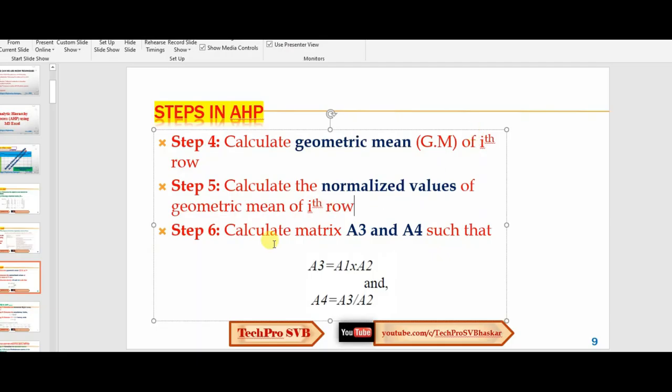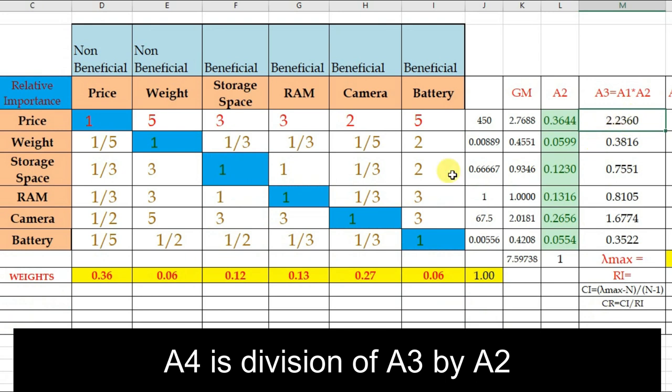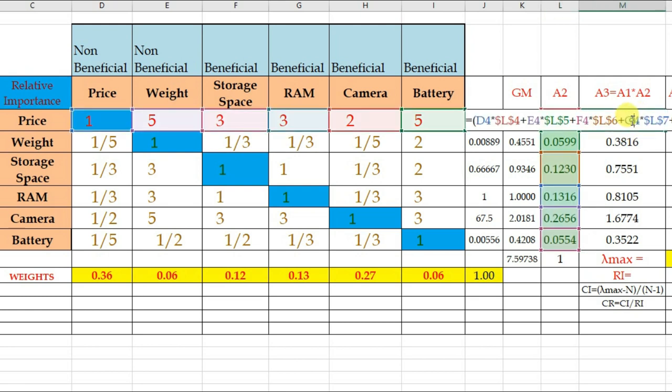Now next is to calculate the A3 matrix. For that, the step is to calculate A3 and A4, such that A3 is simply the product of A1 and A2, while A4 is A3 divided by A2. So we see here A3 is A1 into A2. Remember, this initial decision matrix is A1 and this is matrix A2. You know how to take the product of two matrices. Here we take the product of this, that means this cell multiplied by this cell plus this cell multiplied by this cell, and so on. This is the way we can get all the values for matrix A3.